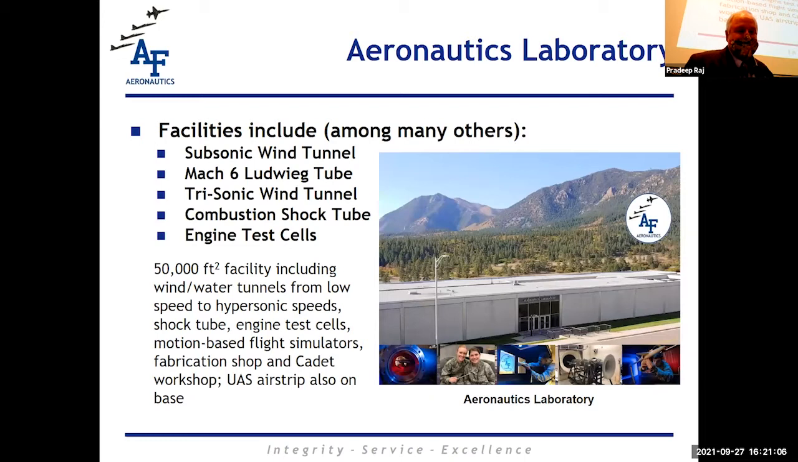There's a subsonic wind tunnel, 3 foot by 3 foot, up to Mach 0.6, 2 low speed wind tunnels. There's a trisonic wind tunnel, goes up to about Mach 4.5, the Mach 6 Ludwig tube, engine test cells, so turbofans and jets and all kinds of rockets, combustion shock tube, and many other shops and facilities in that lab. In addition, we have a UAS airstrip on the base.